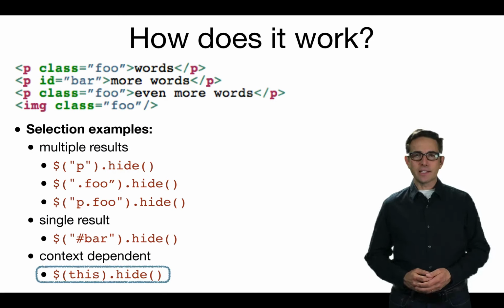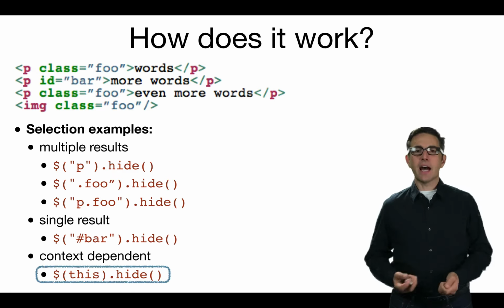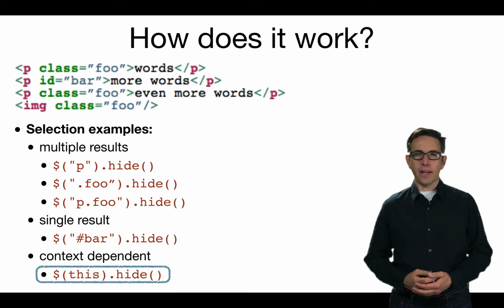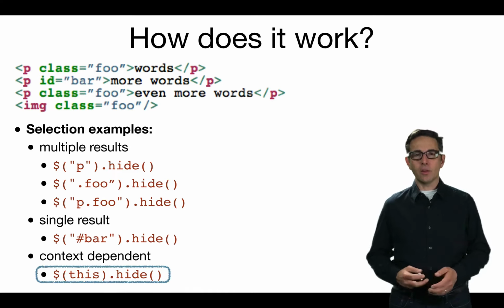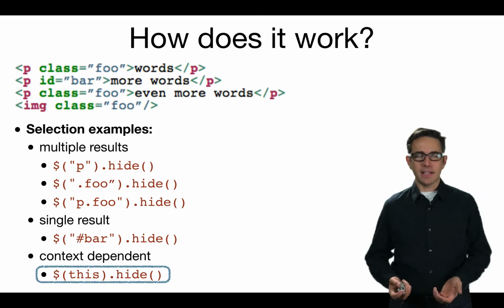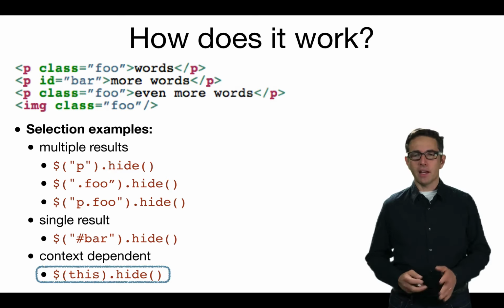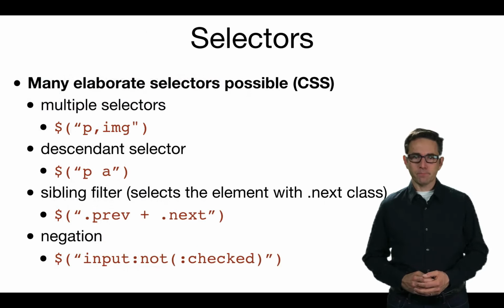Finally, we can use the selector this. Now this is not a selector that's available to CSS. This is unique to jQuery, and what this refers to is the element in which this code has been placed. That's a little bit strange to describe, but basically it's context-dependent code. And so what gets hidden when this code runs depends on where this code is placed. I'll show you an example in a second.